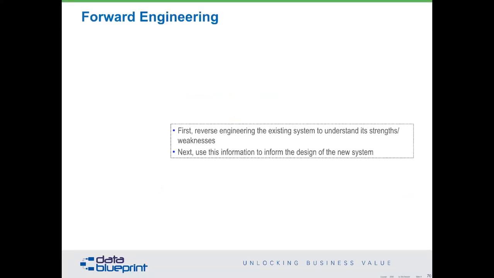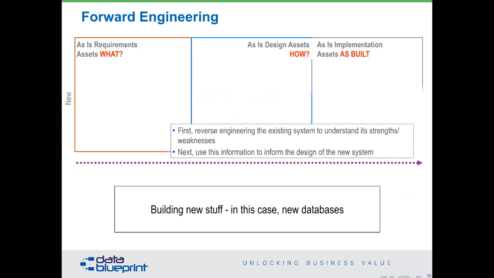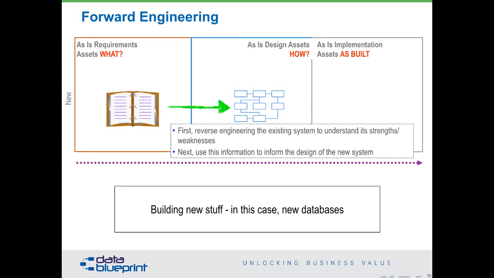Forward engineering is a process that we need to go through and understand specifically about what we're doing. The process of forward engineering is describing the requirements, the what, the design assets, the how, and then, of course, we have the implementation. Our requirements are typically in the form of a three-ring binder or some sort of bound thing. Our design assets are typically models. They're going to describe the implementation piece. And then, of course, we have our actual system that is out there.